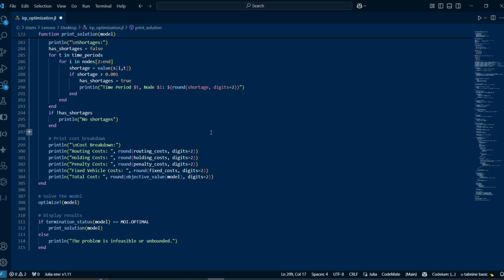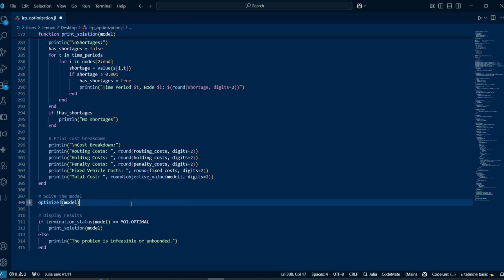And following that, the cost breakdown section offers a comprehensive view of how the total cost is distributed across routing costs, inventory holding costs, penalty costs, and fixed vehicle costs. These values are important for evaluating the efficiency of the solution, as they indicate the financial impact of the decisions made by the optimization algorithm.